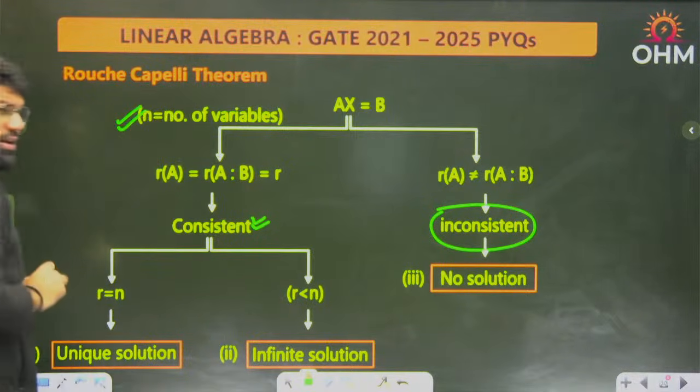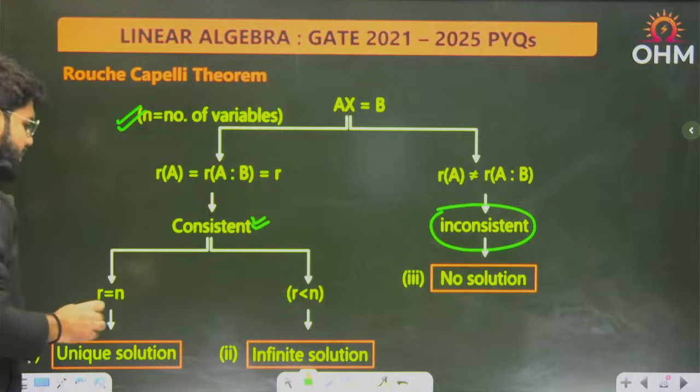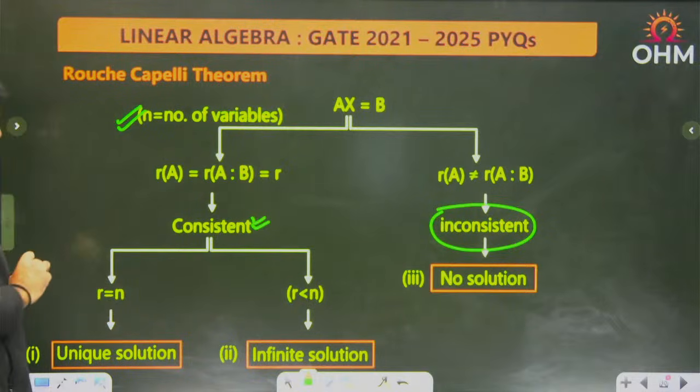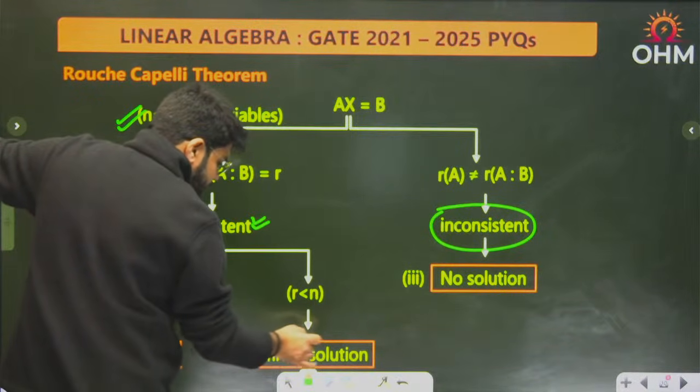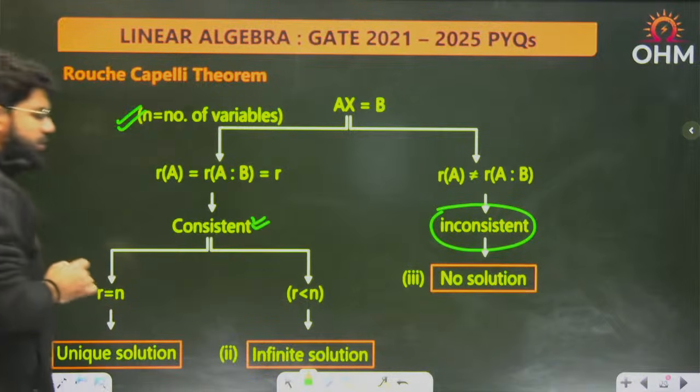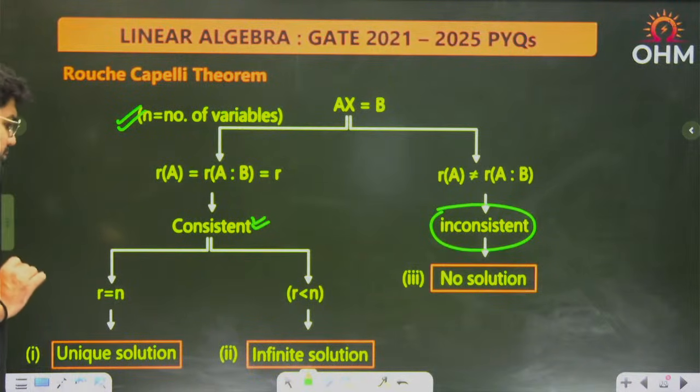n is the number of variables. Then the system of equations has a unique solution if both the ranks are equal to n. If both the ranks are equal but less than the number of variables, then the system will have infinite solutions.